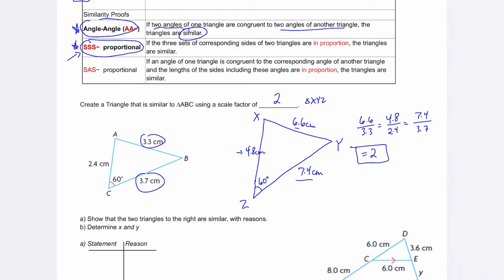So when two triangles have all sides that are the exact same ratio, so either twice as big, 3 times as big, a third as big, then we would know that they are similar triangles.